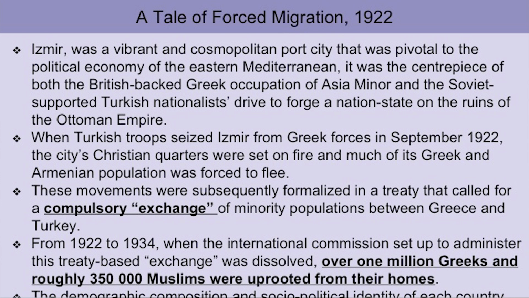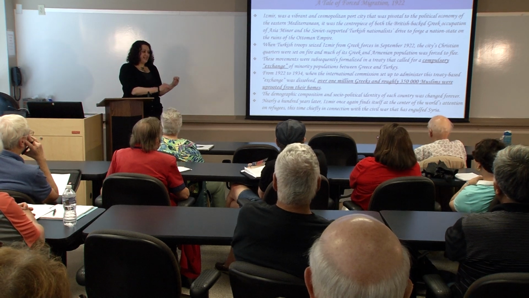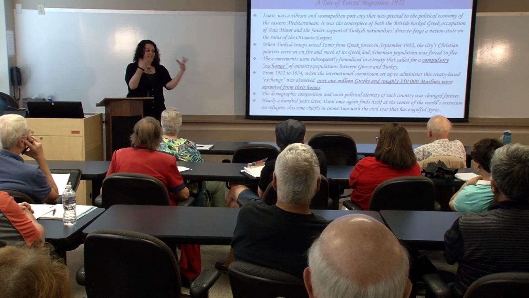When Turkish troops seized Izmir from Greek forces in September of 1922, the city's Christian quarters were set on fire, and much of its Greek and Armenian populations were forced to flee. These movements were then formalized in a treaty that called for a compulsory exchange of minority populations between Greece and Turkey. So they take the city, they raze it to the ground, they expel the citizens, and then negotiate a treaty in which they agreed to exchange minority populations, right?